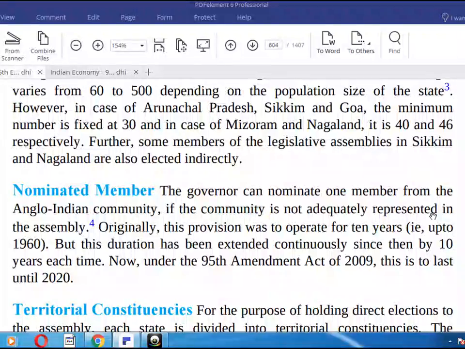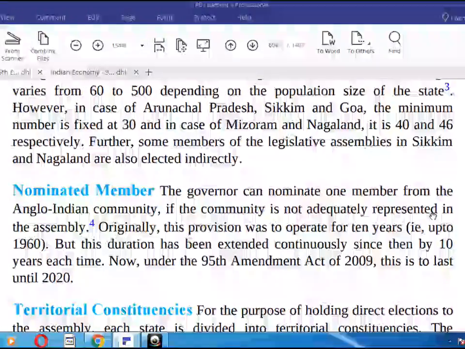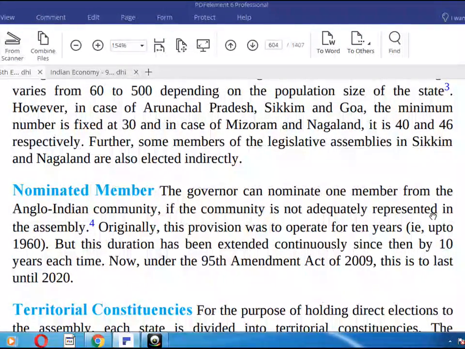Originally, this provision was to operate for 10 years, that is up to 1960, but this duration has been extended continuously since then by 10 years each time. Now, under the 95th Amendment Act of 2009, this is to last until 2020.